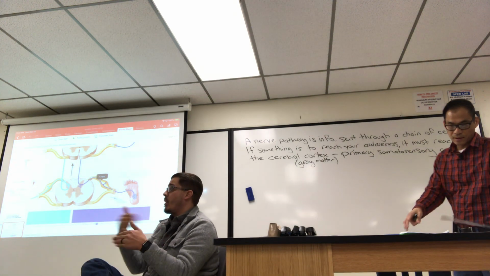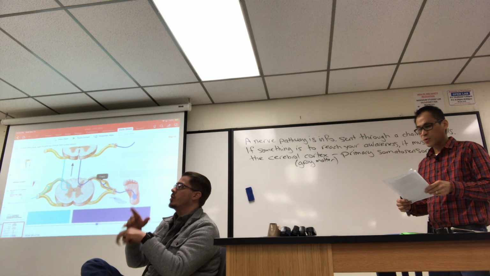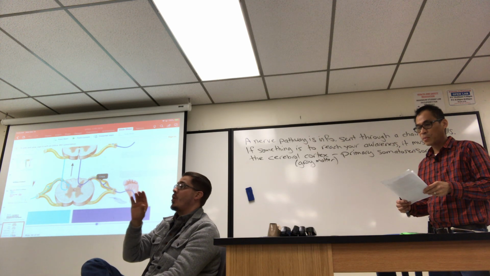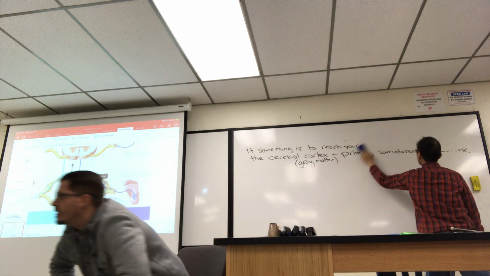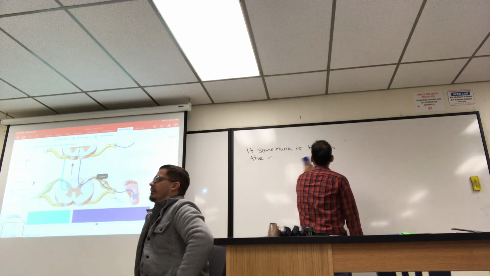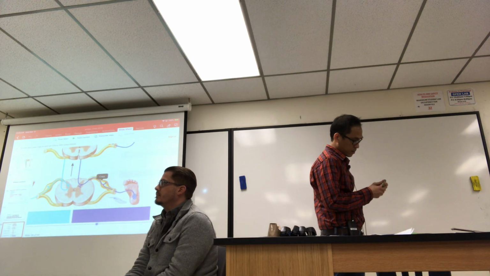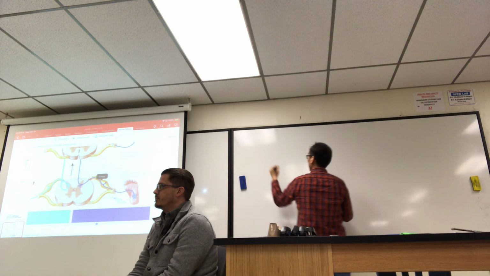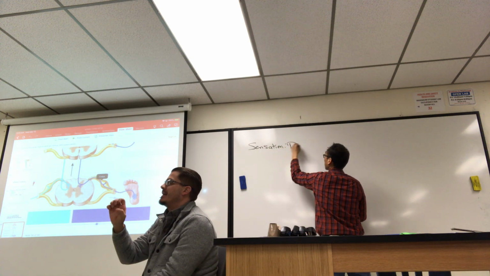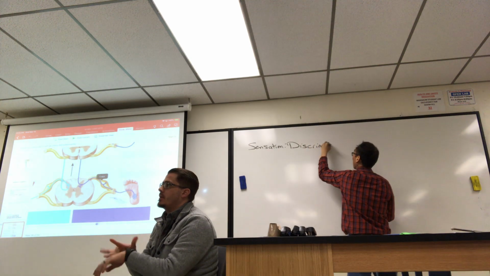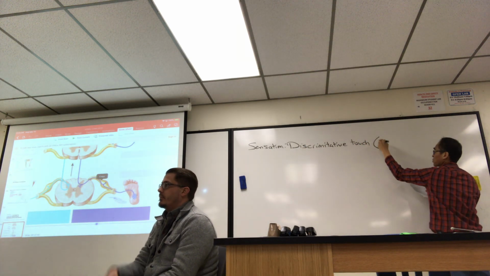These pathways have names. The first one I'm going to show you is for the sensation of discriminative touch, and it's called the dorsal column medial lemniscal pathway. I'll write that on the board. The names of the sensory pathways. Sensation: discriminative touch. The name of the pathway, dorsal column.